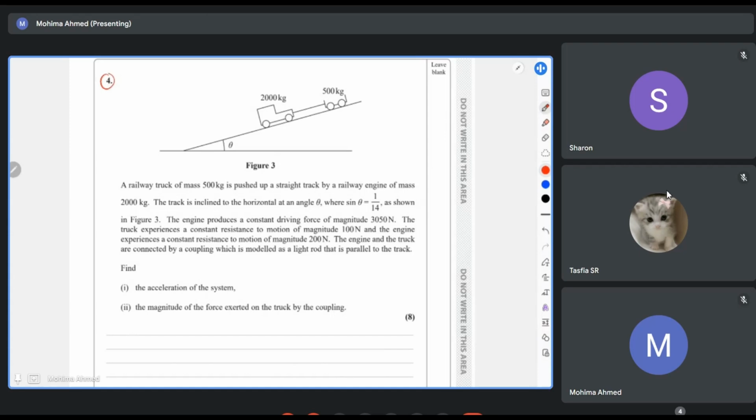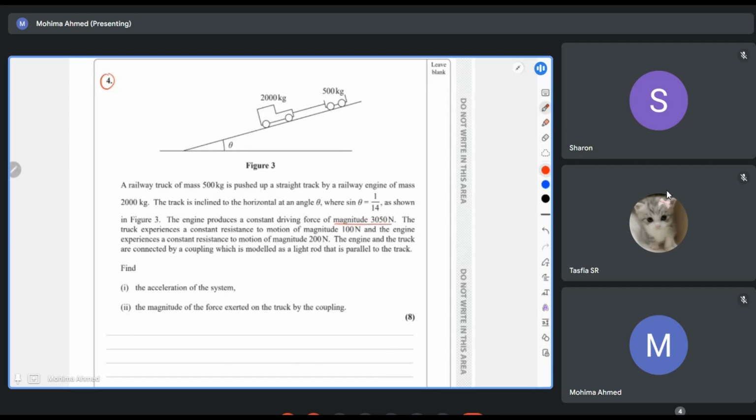This is again about connected particles on an inclined plane. The railway truck of mass 500 kg is pushed up a straight track by a railway engine of mass 2000 kg. The track is inclined to the horizontal at an angle of theta, where sine theta is 1 by 4, as shown in figure 3. The engine produces a constant driving force of magnitude 3050. The track experiences a constant resistance to motion. Wait, the engine produces a constant driving force. Okay. So this is important.